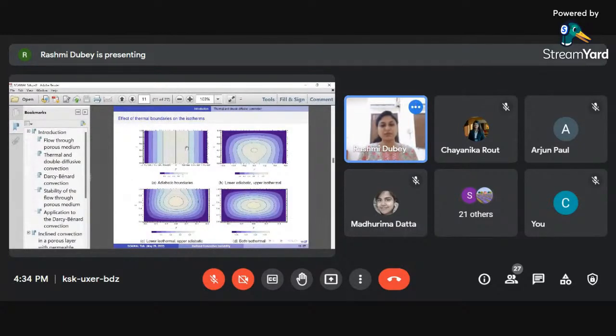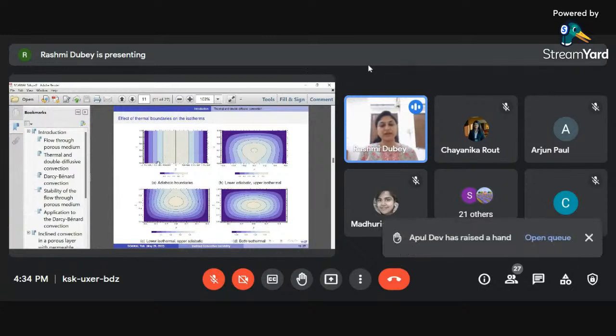So here the two boundaries, both upper one and lower one, both are adiabatic boundaries. So the temperature flux is constant. In that case, the isotherms look like this. An isotherm is a line or a map at which, at any point, if you see the temperature, it gives a constant value for a given time. So this is for a combination of two similar boundaries, and both are adiabatic in nature.